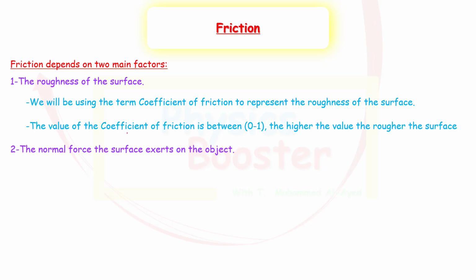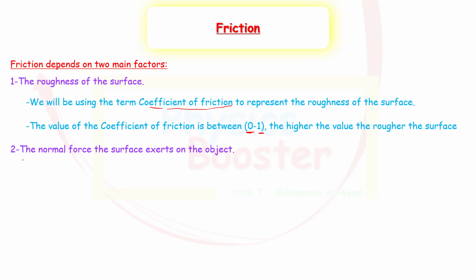Now, we will be using the term coefficient of friction. We will not be saying the roughness of the surface, we're going to call it the coefficient of friction. So the higher the coefficient of friction, the higher the roughness of the surface. Now, the value of the coefficient of friction is always between 0 and 1. It's a fraction. It's never more than 1, it's never smaller than 0. And as we mentioned, the higher the value, the rougher the surface.